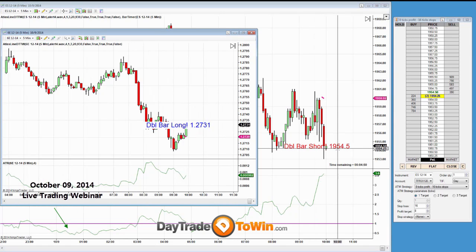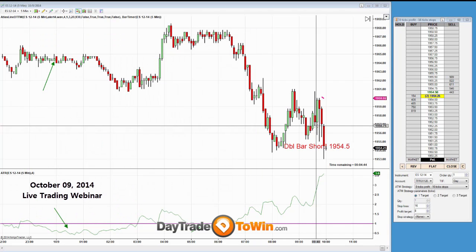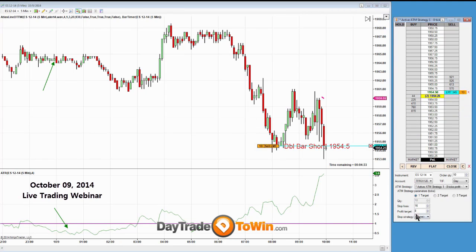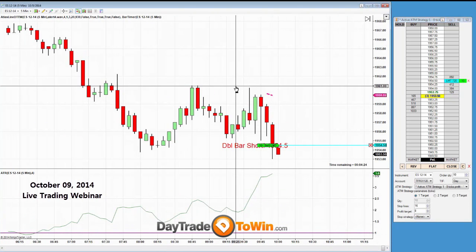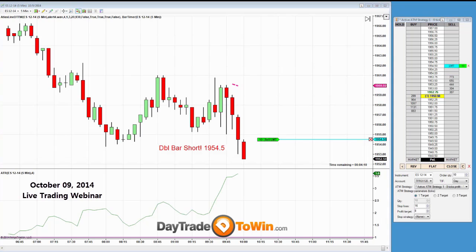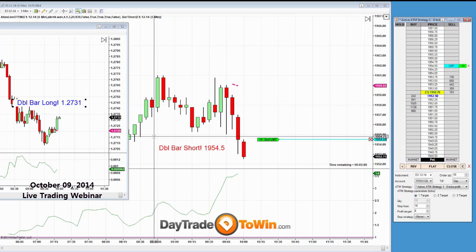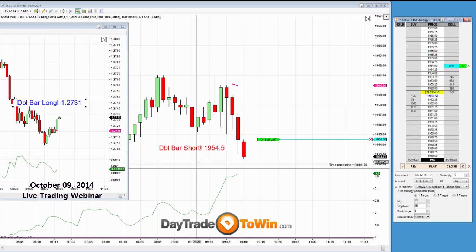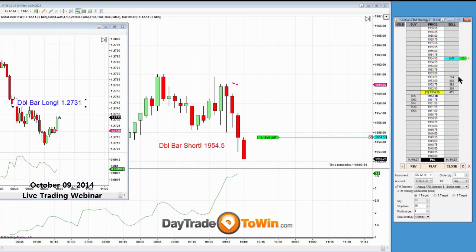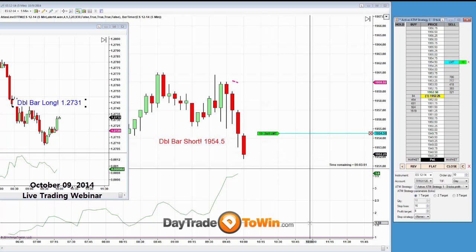And 1954.50. Order pending. Okay, market ran away from me a little bit here. I should have been quicker on the draw, but 1954.50 is the entry here to go short. I should have gone in at market, but it ran away from me. Did anybody get that 1954.50? Those of you who have the Atlas line?